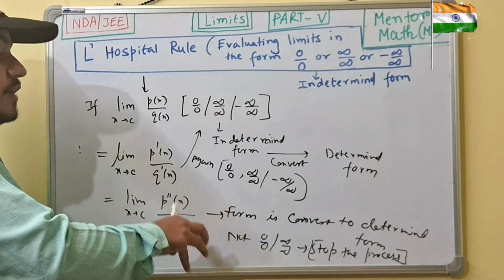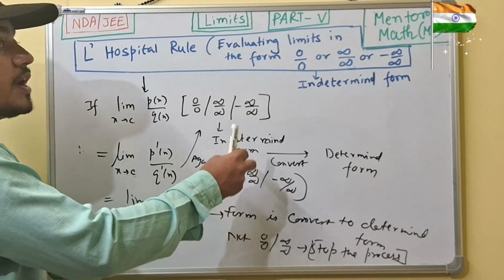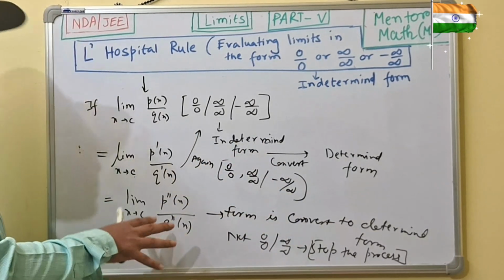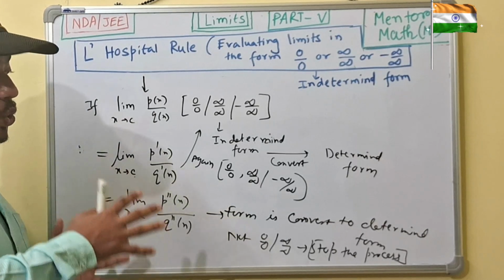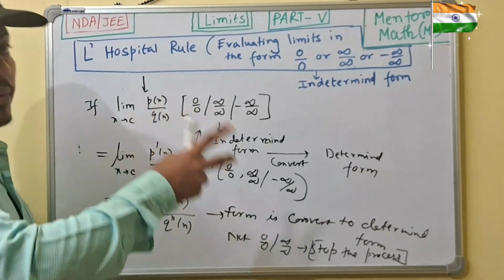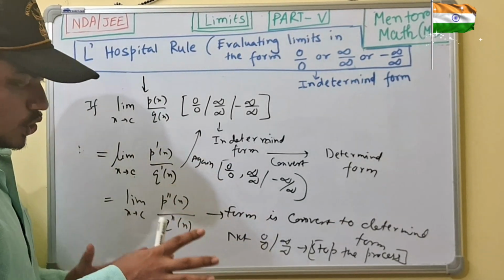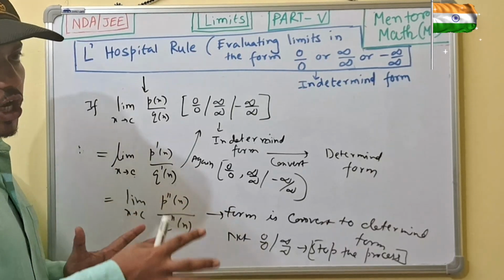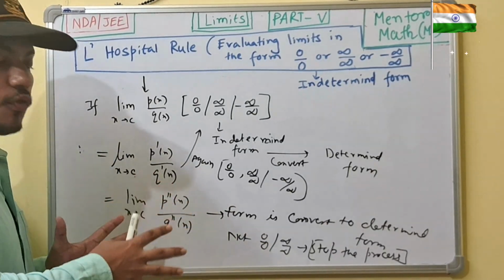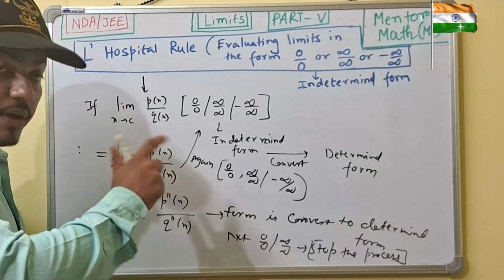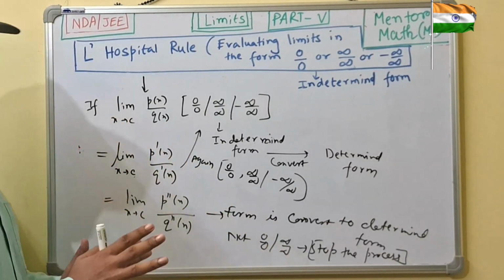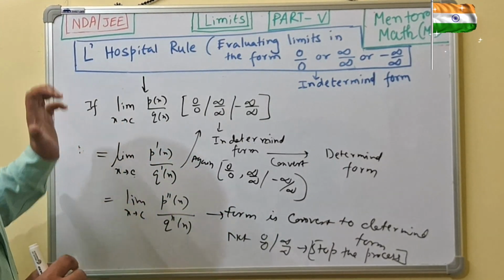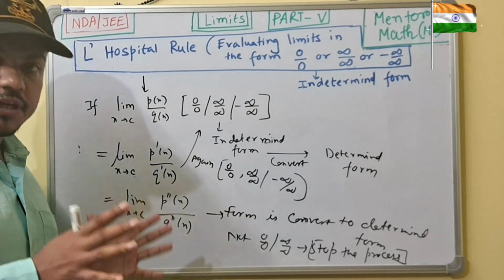If you see again that the form is 0 by 0, infinity by infinity, or minus infinity by infinity, you have to take the derivative a third time. This process continues till it converts to a determined form, that means the denominator is not equal to 0. If the form is not 0 by 0 or infinity by infinity, that is your determined form, and then the process stops. So this is the basic concept of the L'Hospital rule or L'Hopital rule.